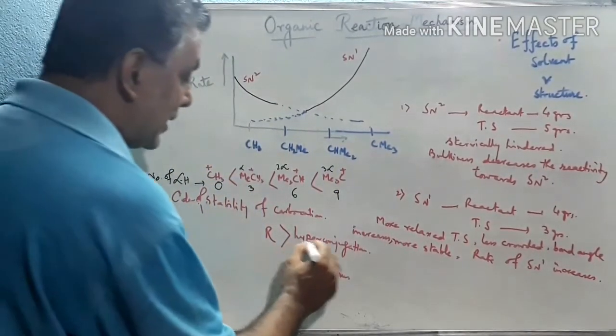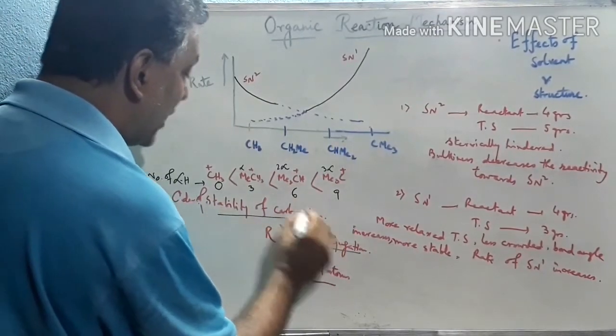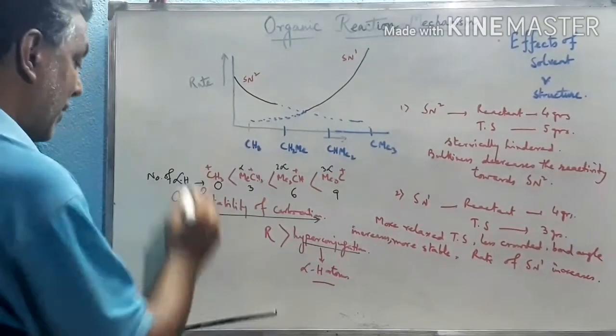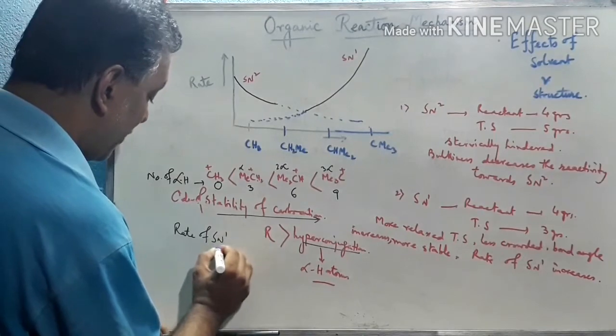So hyperconjugation stability increases from this to this, and that's why stability of the carbocation increases from CH3+ to Me3C+. Hence rate of SN1 increases. So rate of SN1 increases.